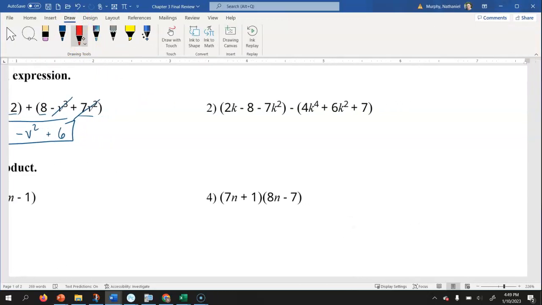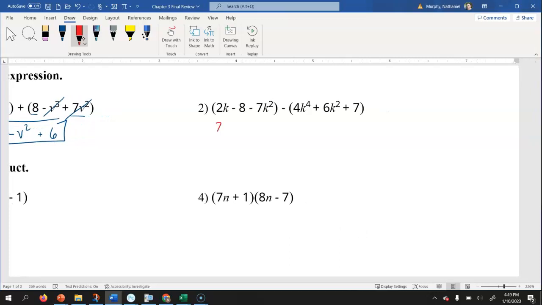Now let's look at number 2. So the first thing I'm going to do for number 2 is distribute that negative. Seems like a little bit of work, but it's going to ensure that we're more likely to get the right answer. So I'm going to distribute that negative to every single term there. So those all become negative.